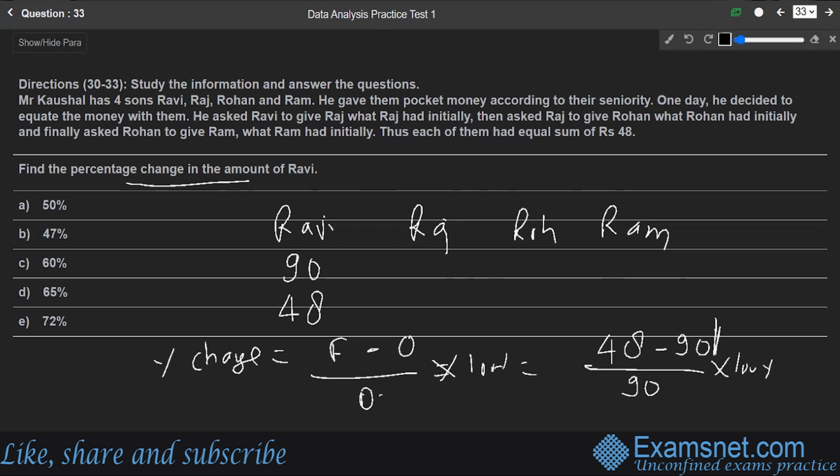Okay, this is always a mod, so the difference is always positive. How much is that? That is going to be 42 by 90 into 100%. If we solve this further, this comes out to be exactly 47%, and that is the right answer. It is available here.